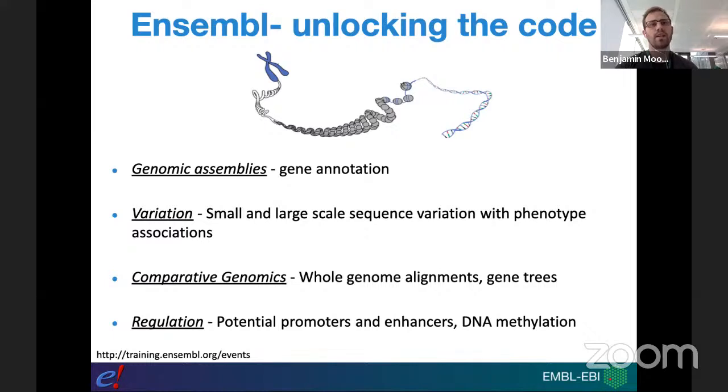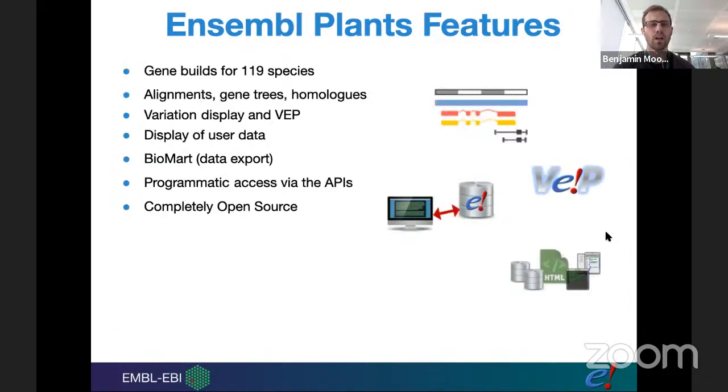And then the fourth type of data is the regulation data. This is where we take epigenetic data such as ChIP-seq data and DNA methylation data to predict the existence of regulatory features such as promoters and enhancers. These are features that regulate gene expression.